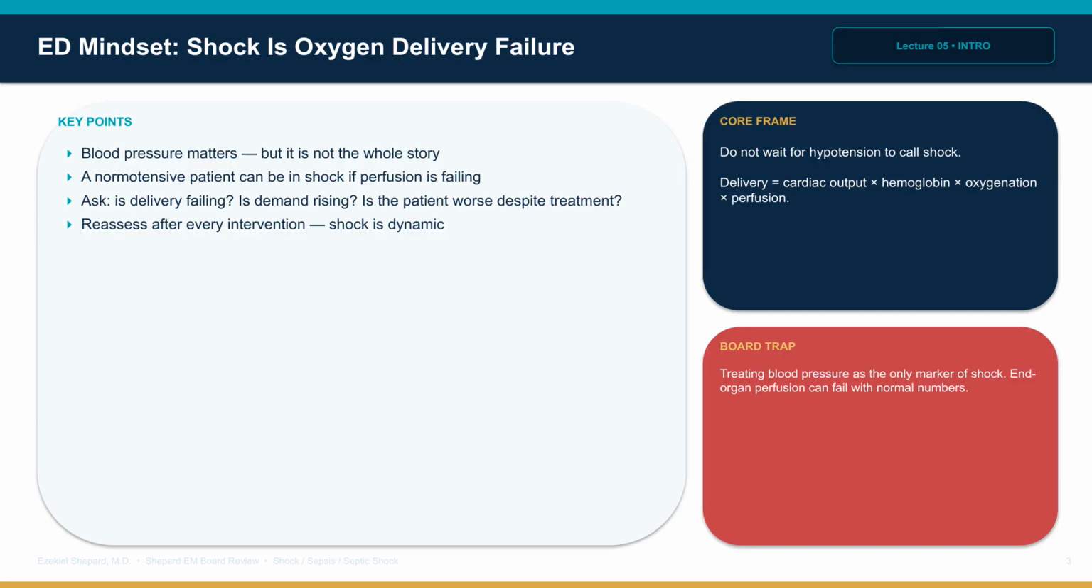Shock is oxygen delivery failure. Blood pressure matters, but it is not the whole story. A patient can be normotensive and still be in shock if perfusion is failing. The ED mindset is to ask, is delivery failing, is demand rising, and is the patient getting worse despite initial treatment? Do not wait for hypotension to call shock.